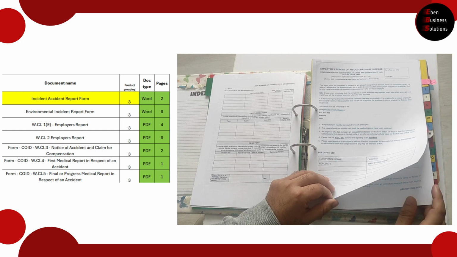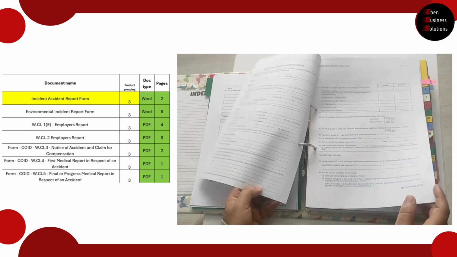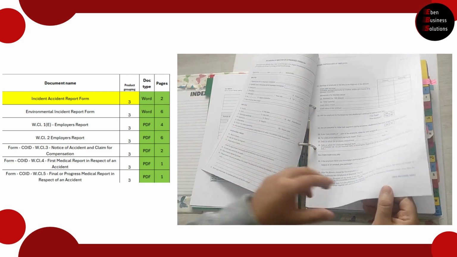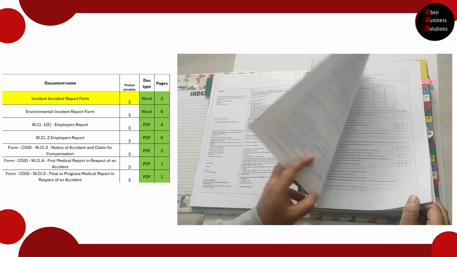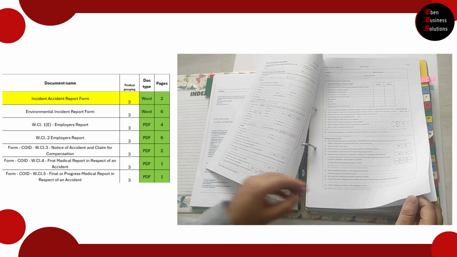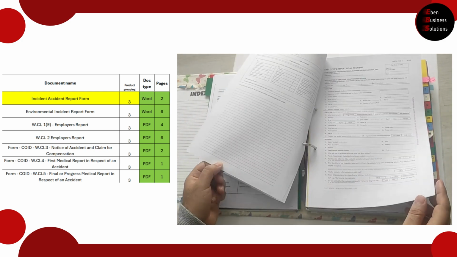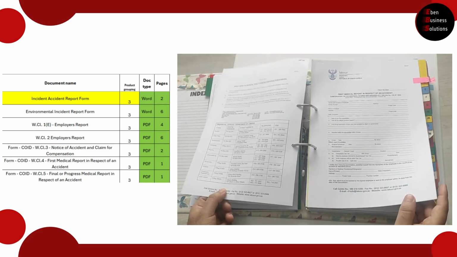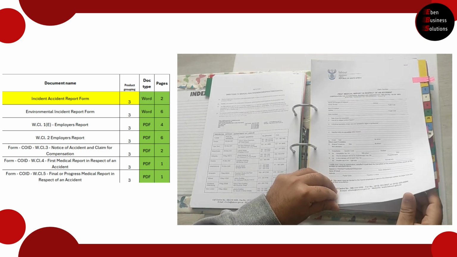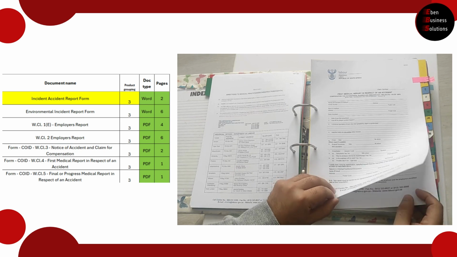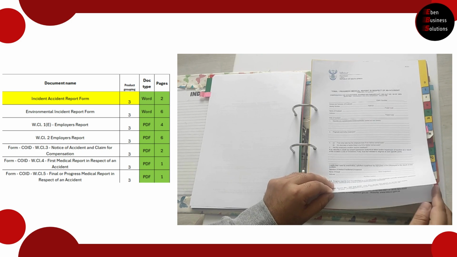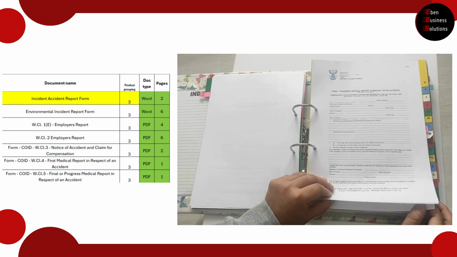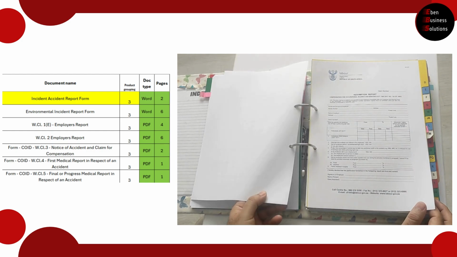The first one is the employer's report of an occupational disease that took place, with information about the employee, and then the employer's report of an accident that took place, to provide information and the details related to the accident. And then a first aid medical report in respect of an accident, that's also updated here and sent to them. And also the final progress medical report in respect of an accident, so that you can conclude if the matter is officially closed.